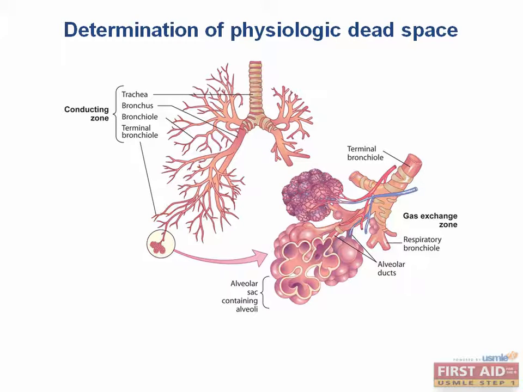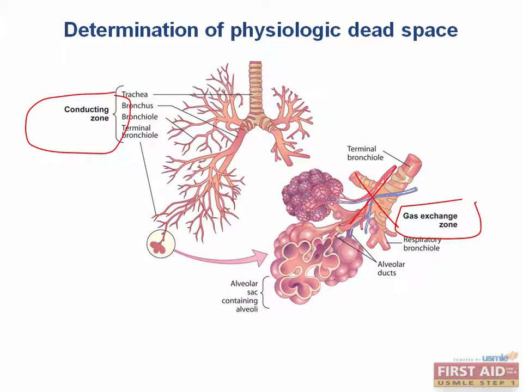Recall from our respiratory anatomy talk that dead space does not participate in gas exchange. So what's physiologic dead space? Well, it's anatomical dead space from the conducting airways that we talked about in the respiratory anatomy section, plus alveolar dead space. So what is alveolar dead space? Well, that's where you have alveolar ventilation, but no perfusion, so therefore no gas exchange.